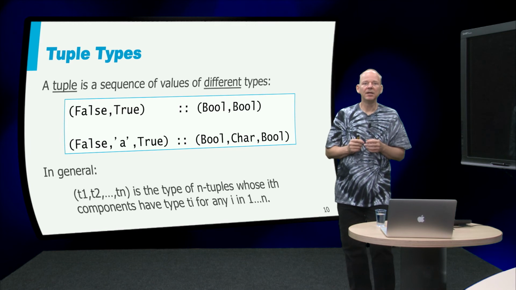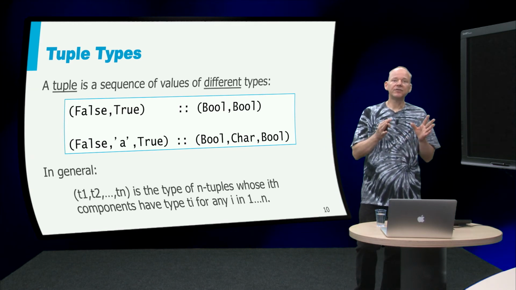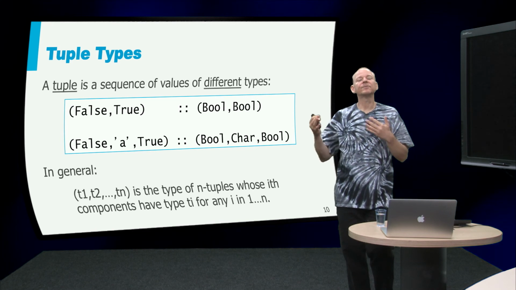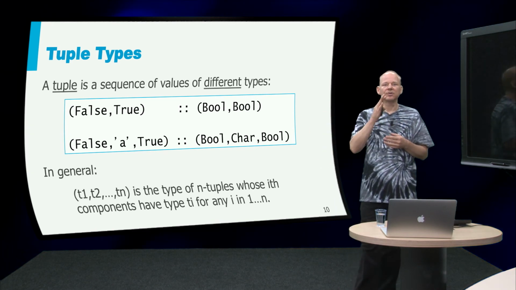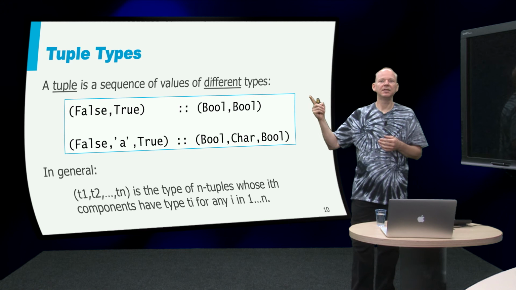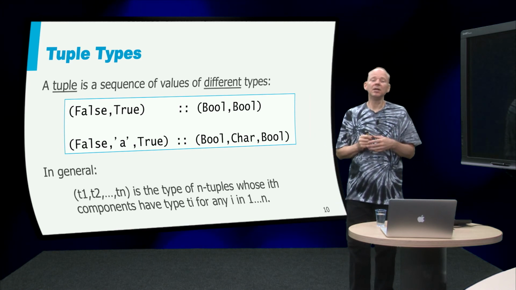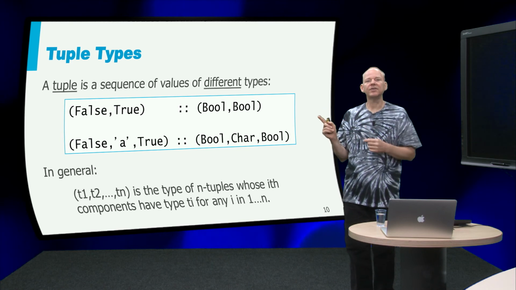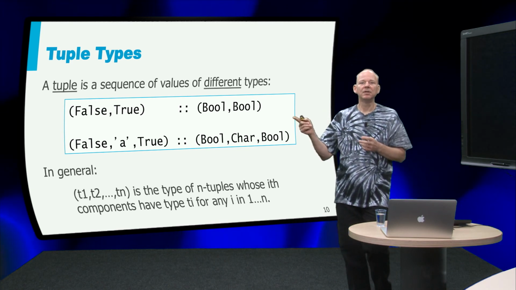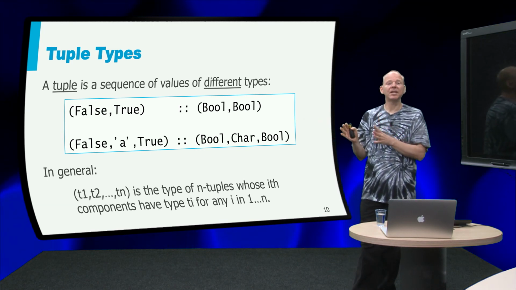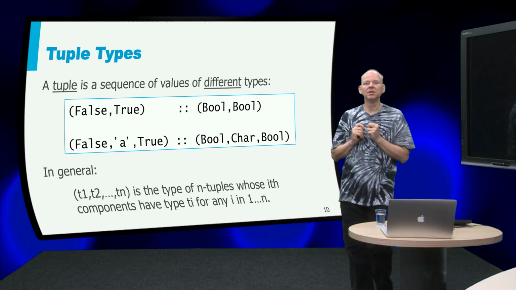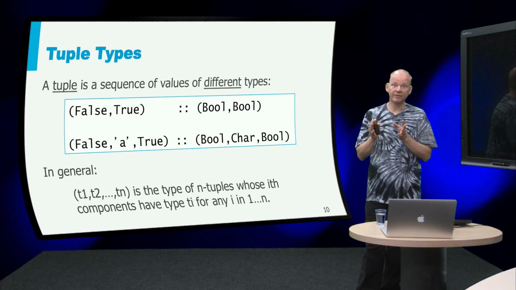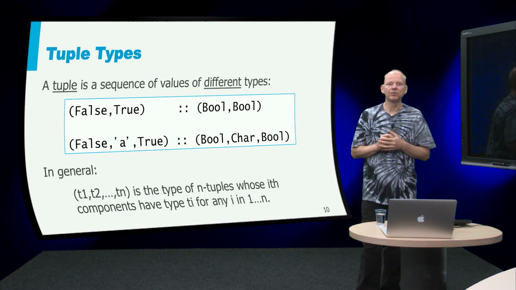Compare and contrast that with tuples. With a tuple, the type contains the length, but the types of the values can be different. So the first example here is a tuple of two booleans, True and False. There you see that the type is Bool, comma, Bool. So it's not a list. If it were a list, the type would be list of Bool. But in this case, it's a tuple of two booleans, True and False, and the type is Bool, Bool.